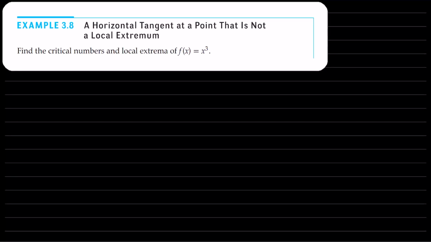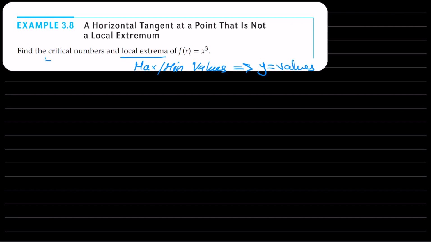Now, a horizontal tangent at a point is not a local extreme. Now we need to find a critical number and a local extreme. First of all, local extreme means the maximum and minimum values, which are usually the y values.